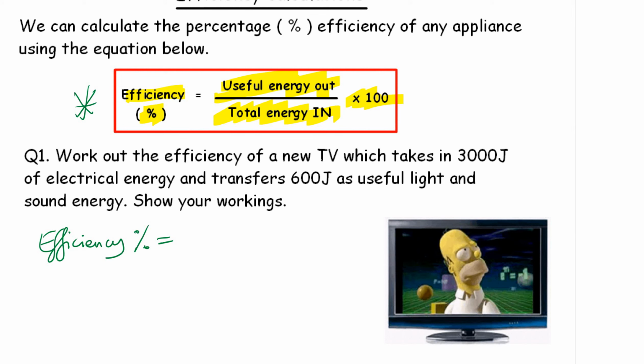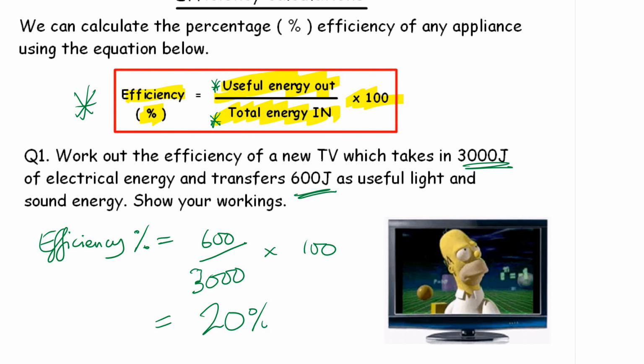Now, the useful energy out, 600, divided by the total energy that went in, 3,000. Multiply that by 100. And once again, use your calculators. 600 divided by 3,000 gives 0.2. Times that by 100 to get a percentage, and you should have got 20%.